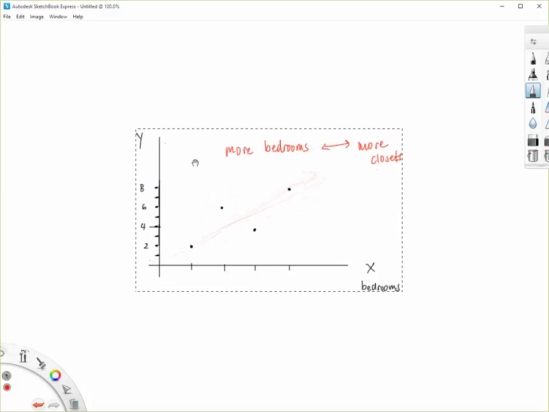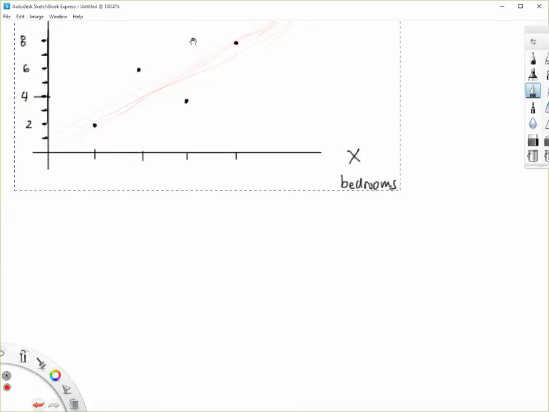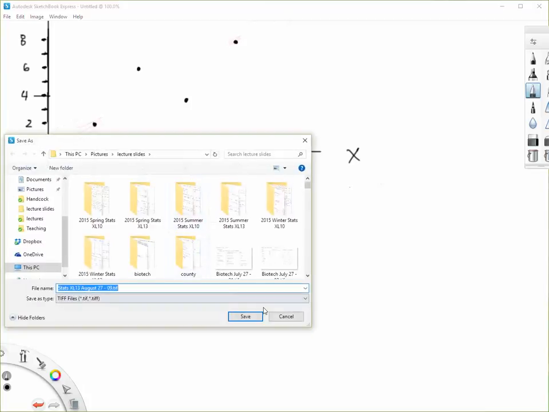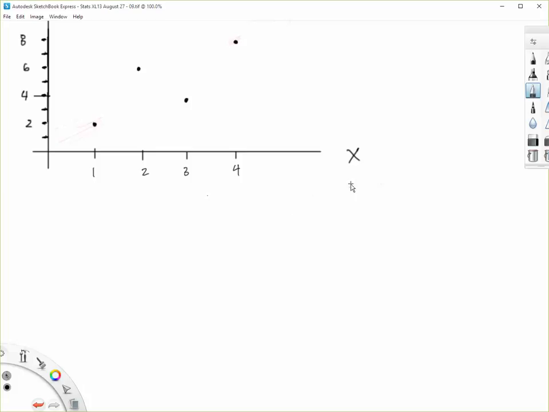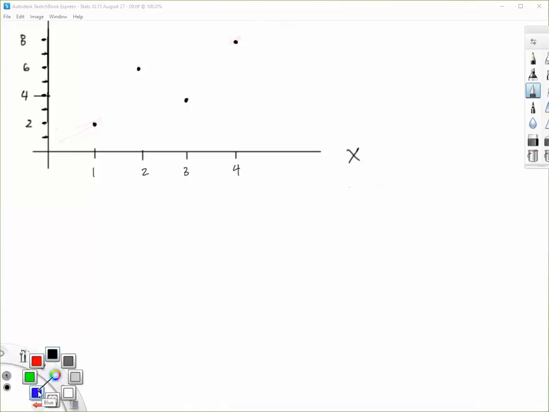So I'm going to use this thing still, but let me just blow it up. I should have gotten rid of these. We'll just pretend these little extra lines don't exist. So I'm trying to create a line to summarize the relationship between bedrooms and closets still. And so what line is the best?